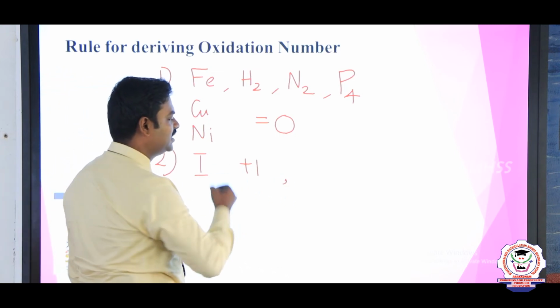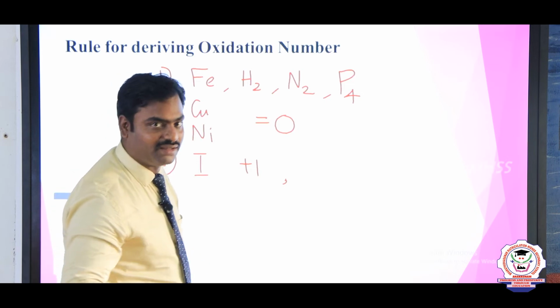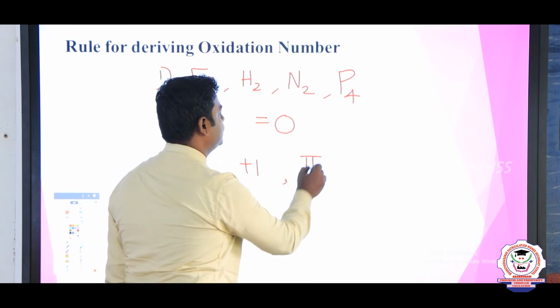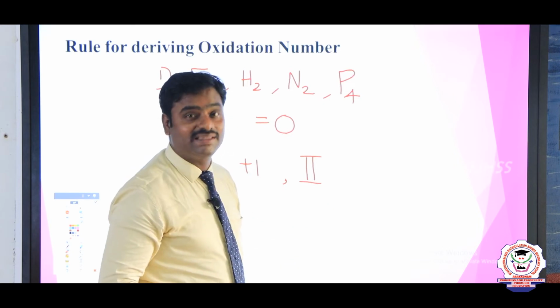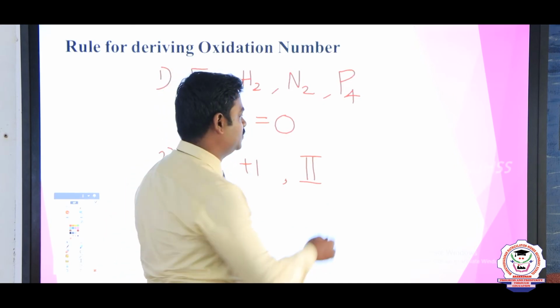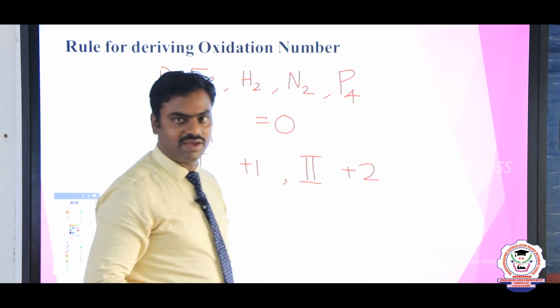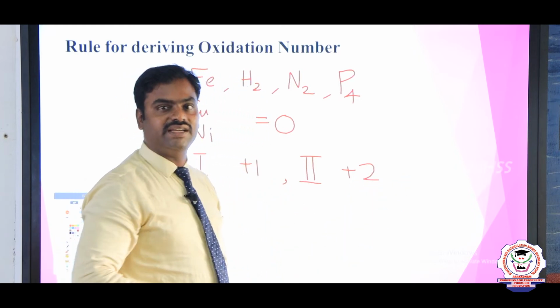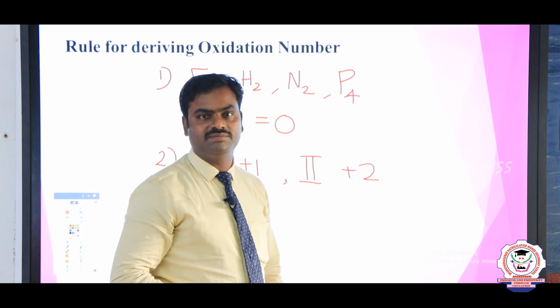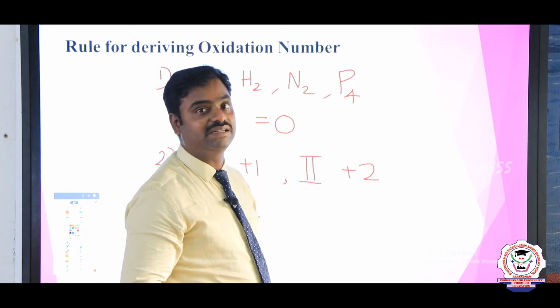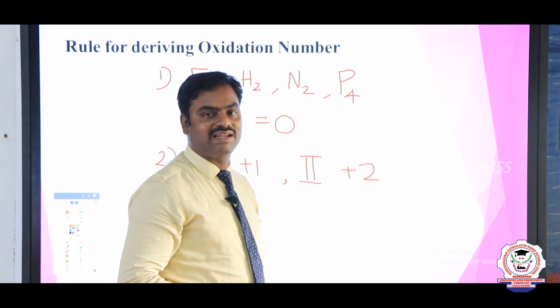The next one is alkaline earth metal. They are called second group elements. Their oxidation state is always +2. They don't show any other oxidation state. What are the examples? It starts from beryllium, magnesium, calcium, strontium, barium. These are all the examples for alkaline earth metals.